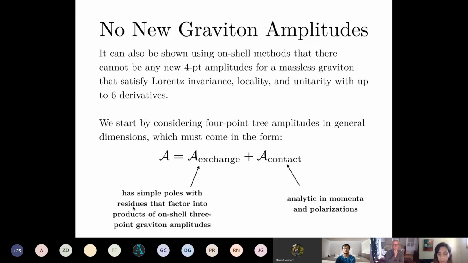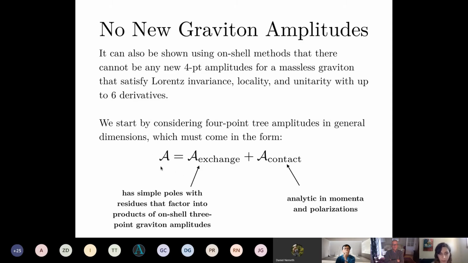Okay, so you still might say that, well, maybe this procedure we're doing just isn't general enough, and there could still be some other amplitudes that would correspond to a massless spin 2 that we just haven't found. But it turns out you can show using on-shell methods that there can't be any new 4-point amplitudes for a massless graviton that satisfy Lorentz invariance, locality, and unitarity without this limit somehow giving you extra derivatives or something. So to show this, we start by considering 4-point tree amplitudes, in general dimensions.